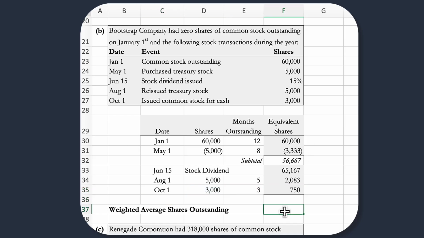Then we add those up all the way to our stock dividend. Don't include the subtotal or you'll double count it, and we get 68,000 shares outstanding.